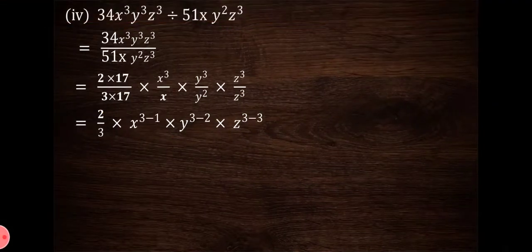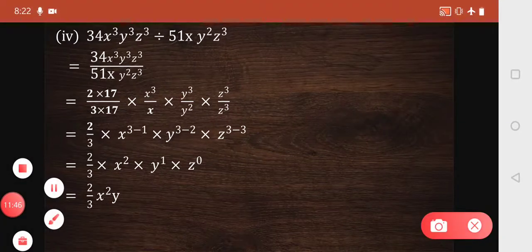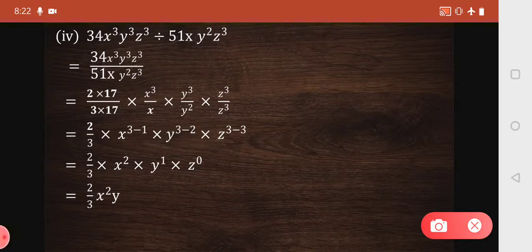Now carrying forward, that is equal to 2 upon 3 as it is, multiply by x raised to 3 minus 1, which will be x square, into y raised to 3 minus 2, which will be y raised to 1, into z raised to 3 minus 3, that is z raised to 0. So we will get 2 upon 3 into x square into y1 into z0. That is equal to 2 upon 3 x square y. z raised to 0 is 1. We know this, that any base raised to the power 0 is always 1. So the answer is 2 upon 3 x square y.